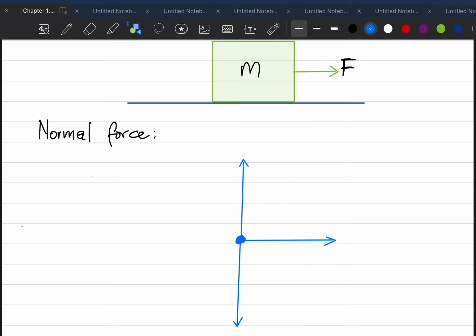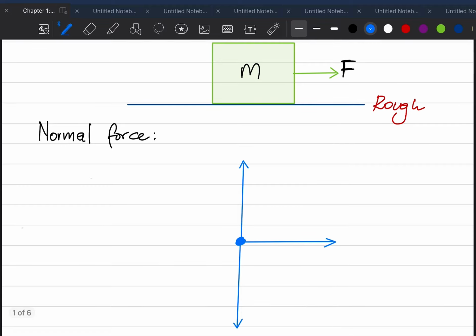Then this depends whether we have a rough surface or smooth surface. For this case, let's say our surface is just rough. Okay, so that means if I have a rough surface, I'm gonna have what we call a frictional force there. So this is my frictional force. So that means I'm gonna have my normal force, my weight, my force applied, and my frictional force.